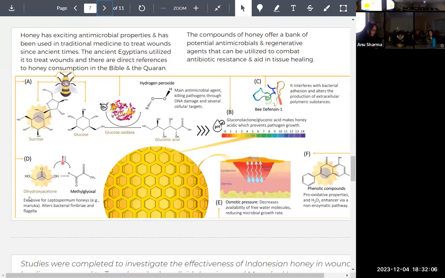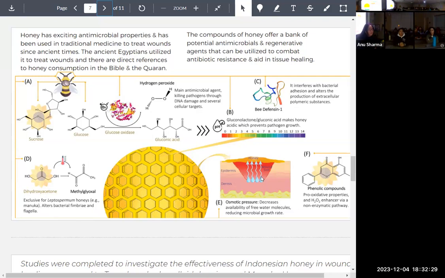Then we have the hydroxyacetone, and I think it's the methylglyoxal, which is exclusive for Leptospermum honeys like Manuka. I think you guys have heard of Manuka honey that's been tested for healing any kind of wounds. It alters bacterial, I think it's fimbriae, I don't know if I said that right, and flagella.